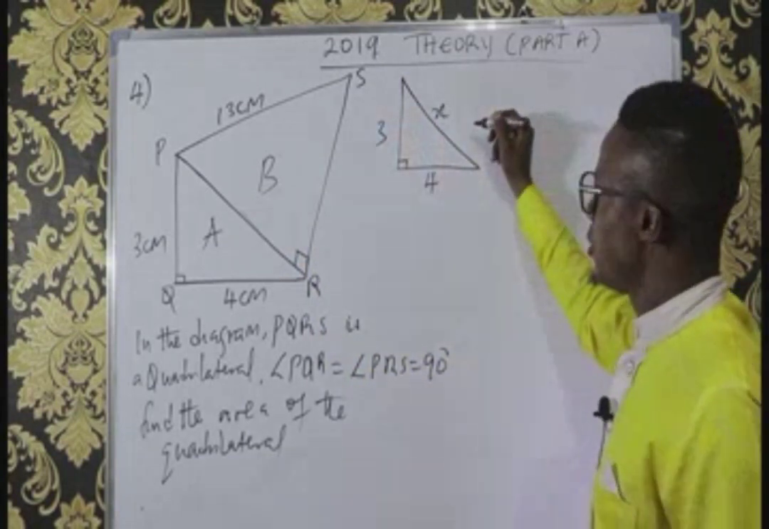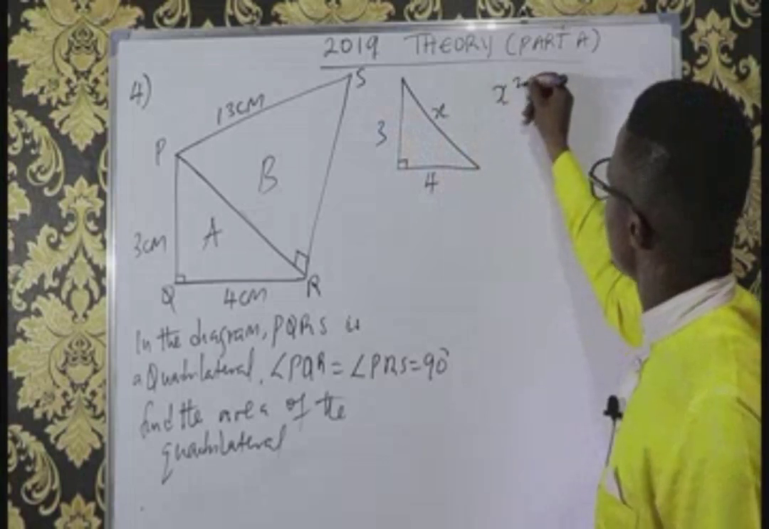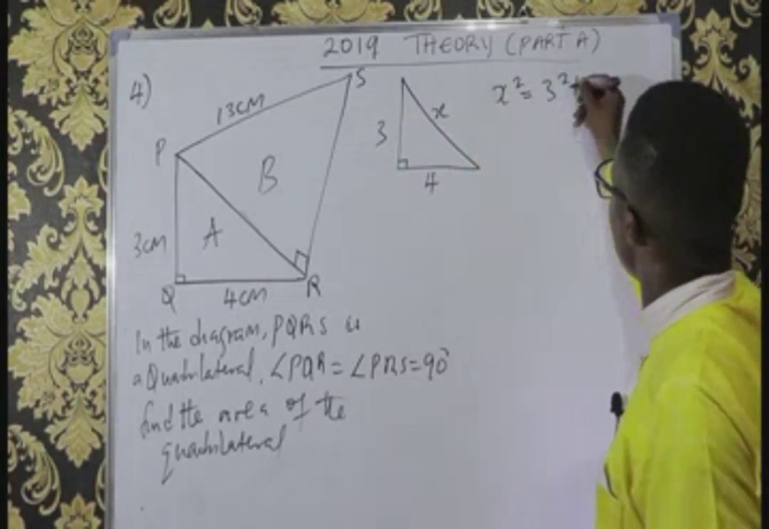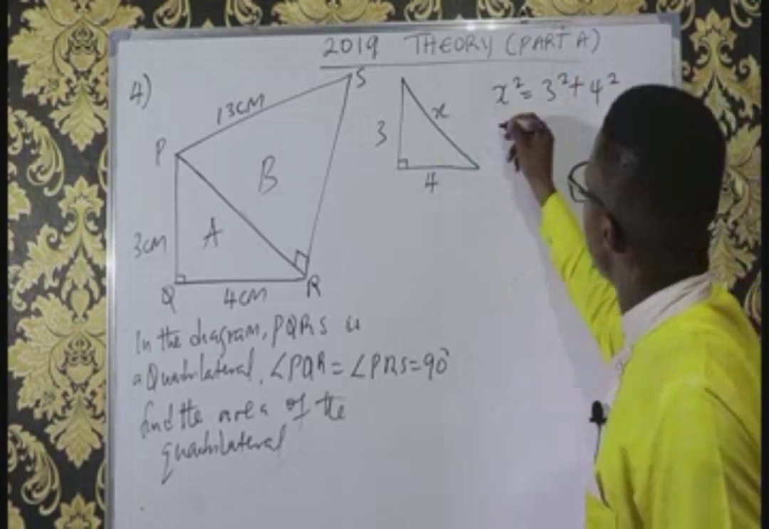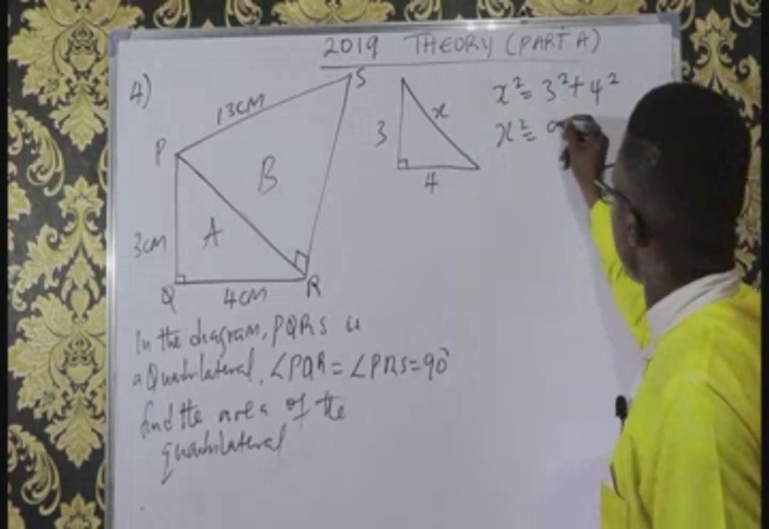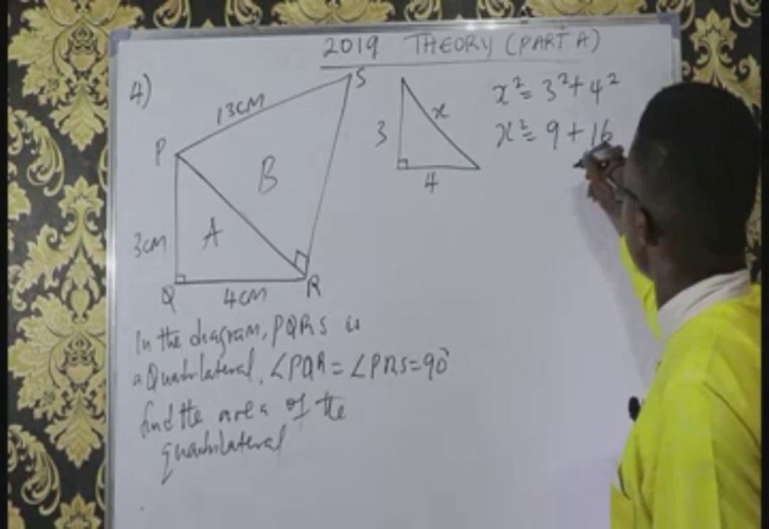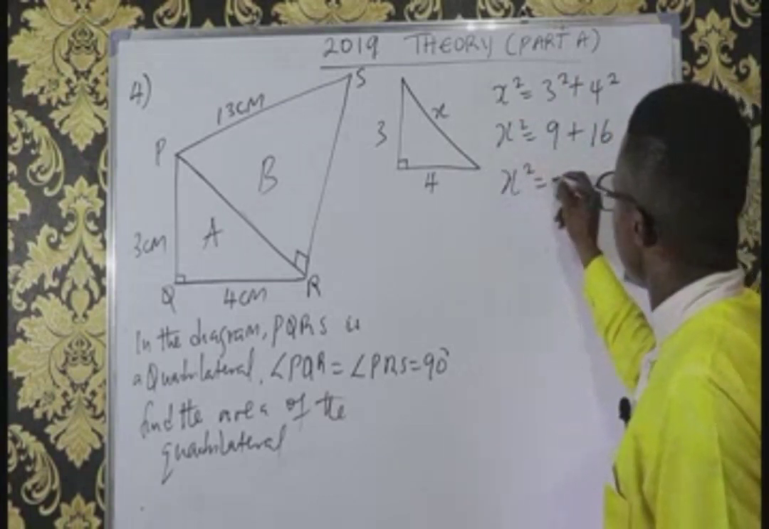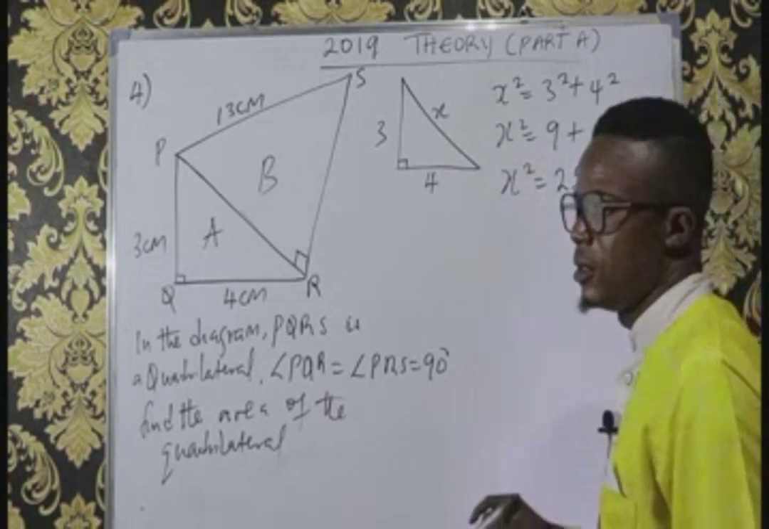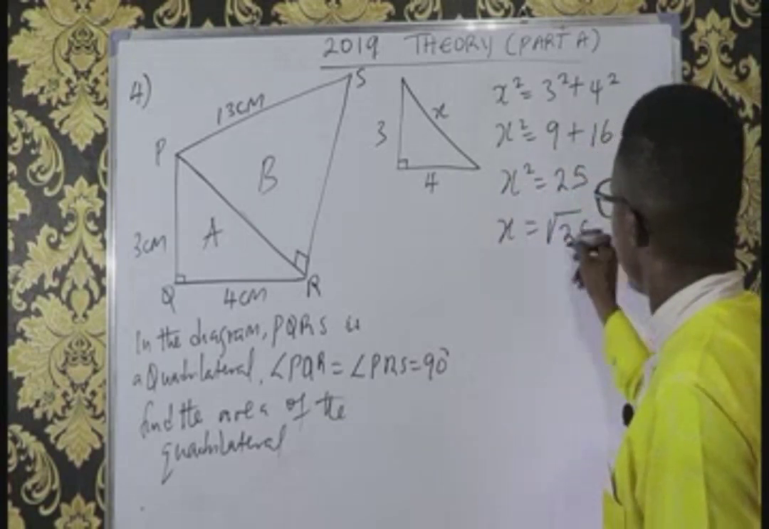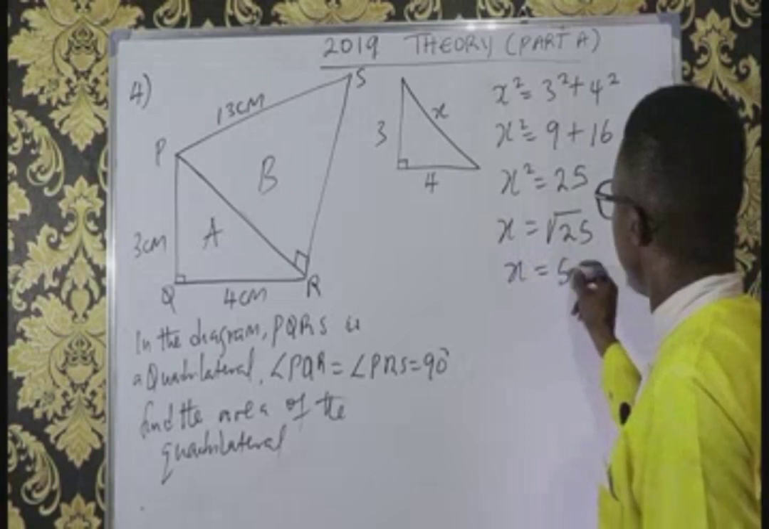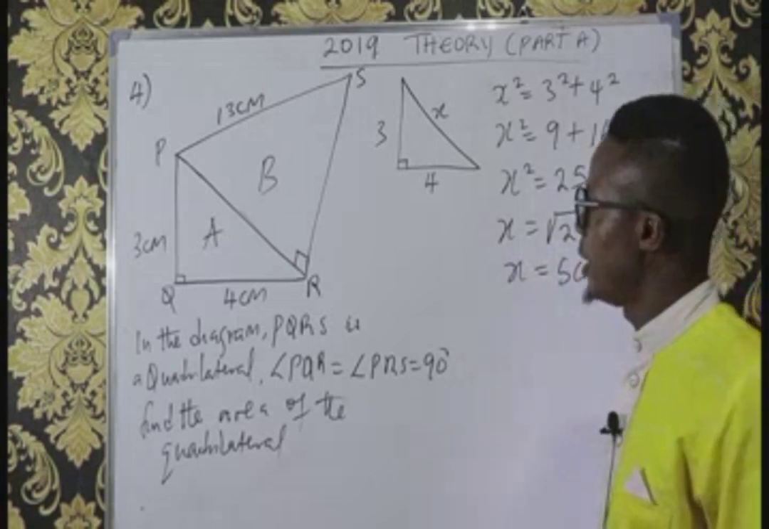From Pythagoras Theorem, you can now see that x squared is 3 squared plus 4 squared. If you are looking for the hypotenuse, you are adding. So x squared will give us 9 plus 16, and 9 plus 16 will give us 25. So to get the value of x, I will get the square root of 25. So my x is now 5 cm. This is the value of x.